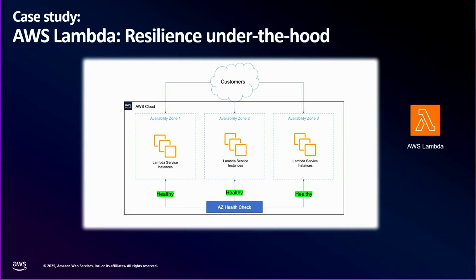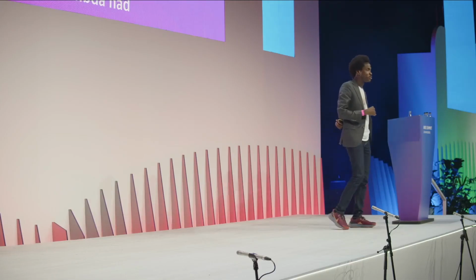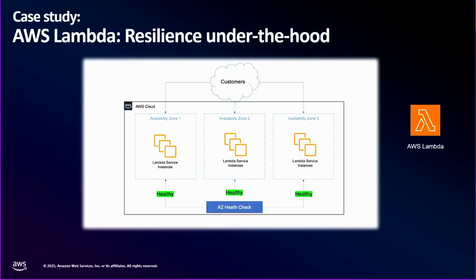If Lambda had to start scaling up more compute in the other AZs, what if the control plane at that point is impaired and you can't really spin up EC2 instances? So that's static stability in play there. And this is something we recommend customers do for super critical workloads.